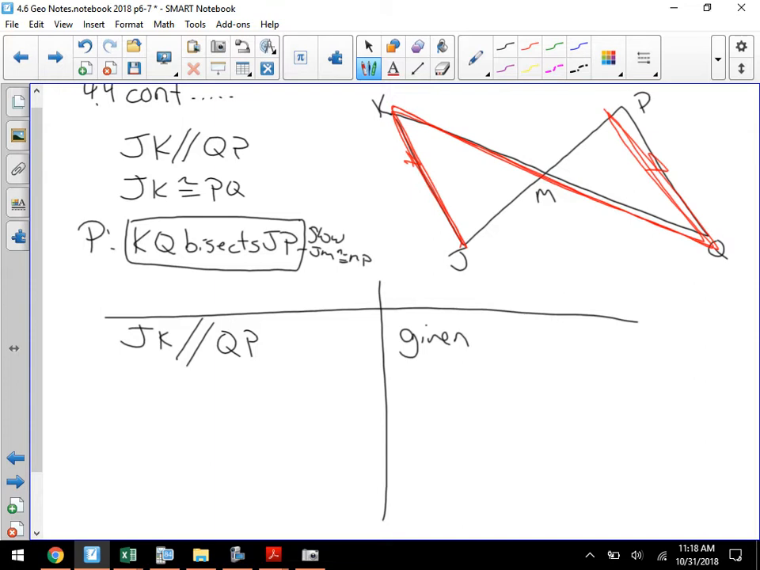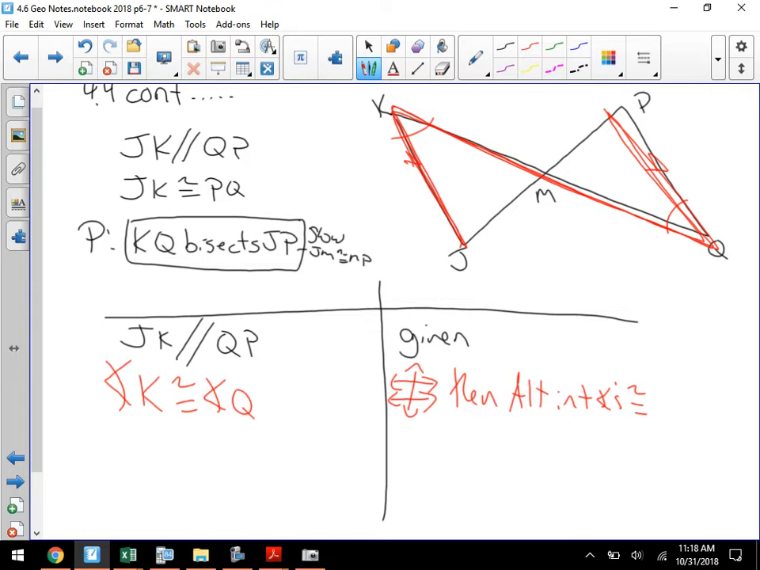So if I do that, then I know I can mark a couple of angles. Remember, where it changes direction gives you the angles that are congruent. K and Q. And this is a prime example of using one letter. If two parallel lines are cut by a transversal, then alternate interior angles are congruent.